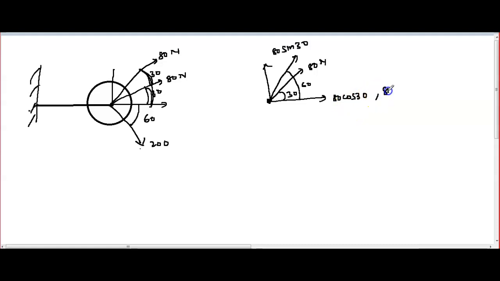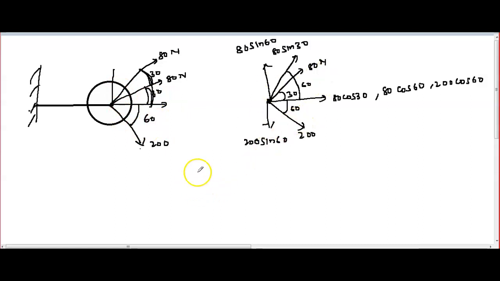So I can write here 80 cos 60, 80 sin 60, and this direction 200 is given, angle is 60, so I can write 200 cos 60, and this side is 200 sin 60. So if the diagram given is complicated, only check the point you have found, mention it there and draw it. Now horizontal forces you can find, vertical forces you can find, resultant you can find, and alpha you can find. Okay, any doubt till here?